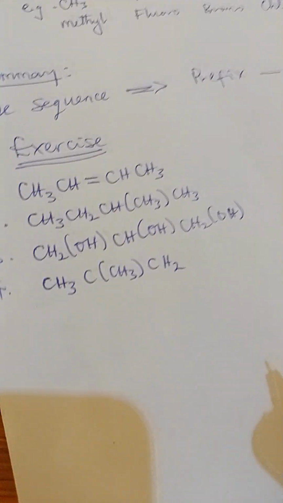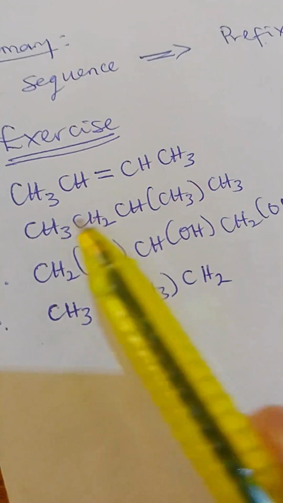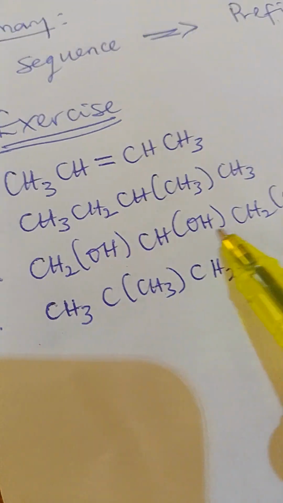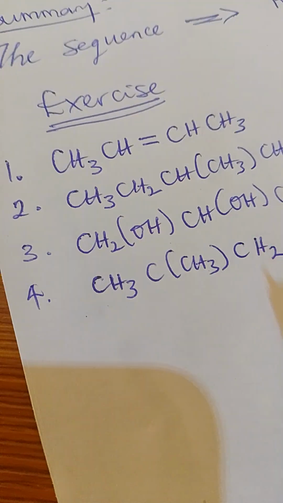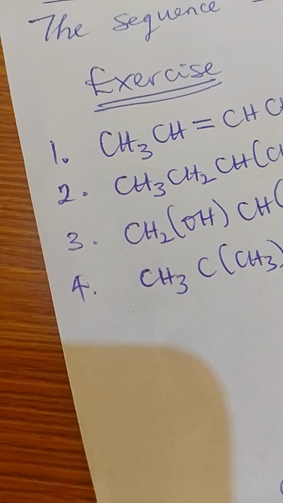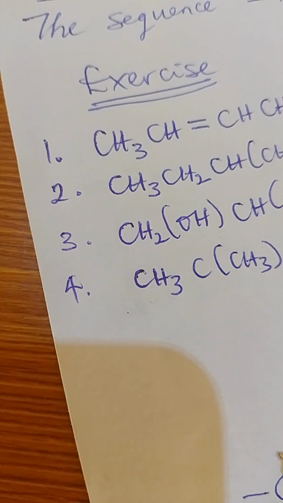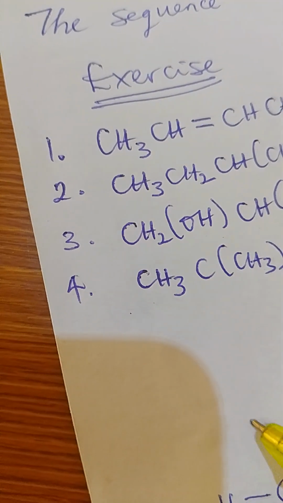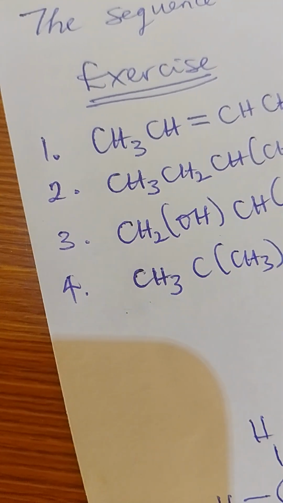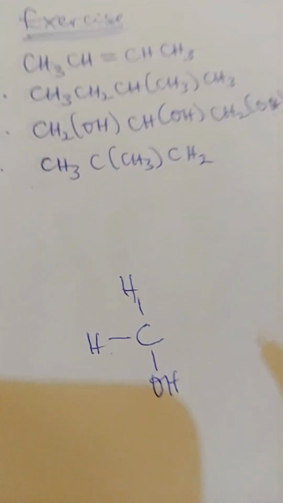Alright, let's see the third one. The third one, look at the structure. Alright, all these parentheses will tell you that there are 3 different attachments. Okay, so we have this carbon atom having 2 hydrogens. We have H here, we have H here. Then you can put the OH here. Mind you, the OH can be anywhere, it doesn't matter. Okay, you can put the OH anywhere.